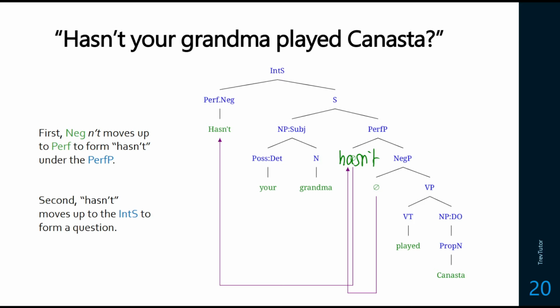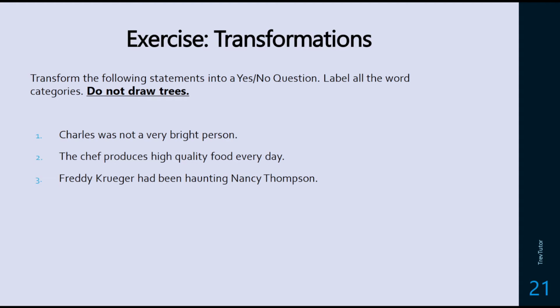Then the entire thing hasn't is being moved up into the position with the interrogative sentence, and it's being labeled as a perfect plus a negative. So this is how we can form questions with these negative auxiliaries. And I just think that's so cool. So let's see if you can transform these sentences into questions. We can label some words, but I'm pretty sure we're probably okay with that. So pause the video, try to turn these into questions, and we'll come back with solutions.